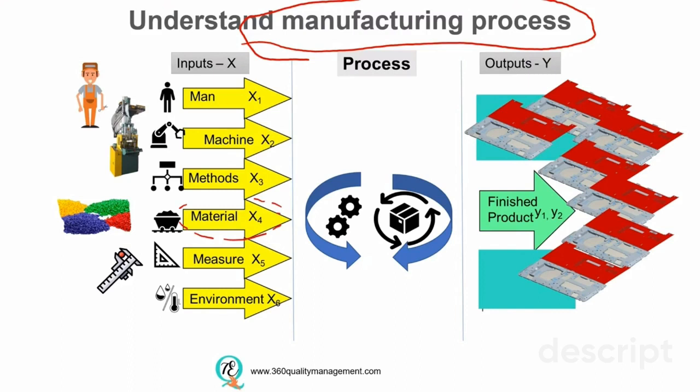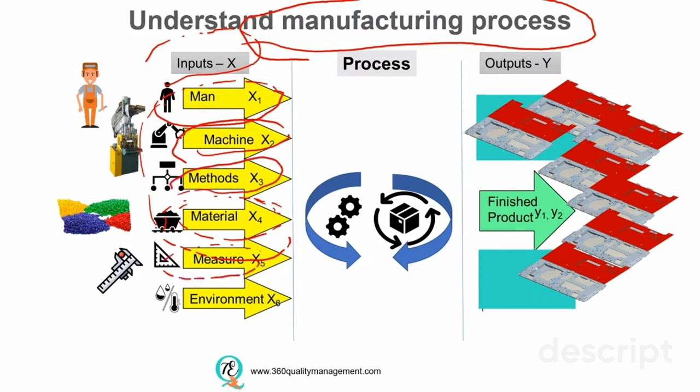All manufacturing process inputs will have materials as a key process input. Man, that needs to work on the manufacturing process to transform the material, the machine that helps to transform the material, the method that is used to transform, and also the measurement process that measures the products or the material. The environment is also another process input, which is important for those products that are sensitive to environmental changes, such as sensitive electronics components.